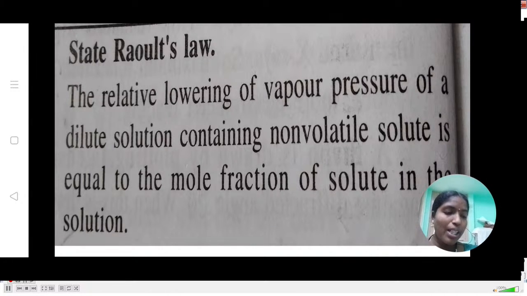In this statement, the formula is there. Raoult's law: P naught minus PS by P naught is equal to the mole fraction. P naught minus PS by P naught is equal to mole fraction.